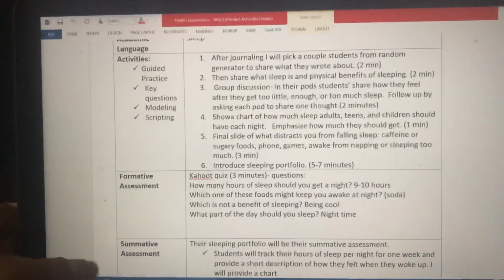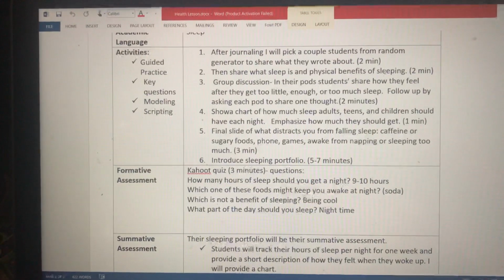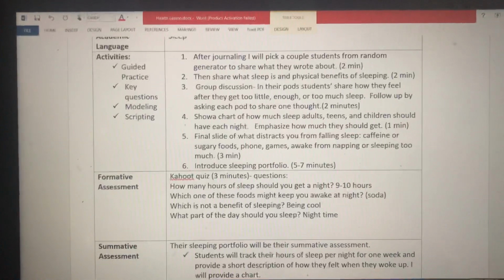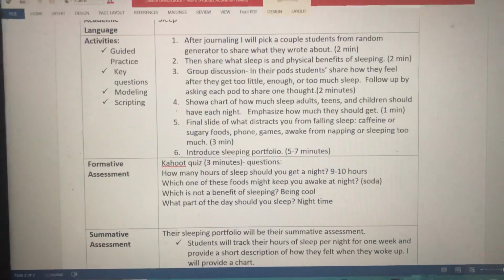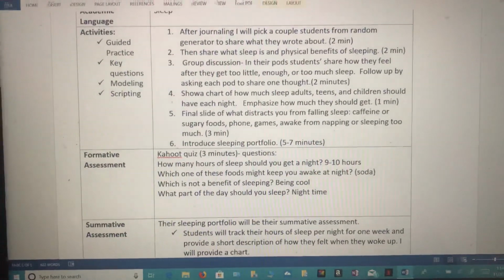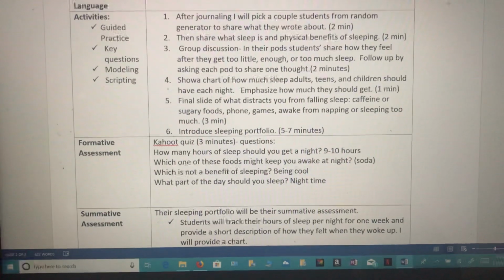And then finally, I'll introduce the sleeping portfolio. And this will actually fall before the formative assessment, which is also my closure, a Kahoot quiz. As you can see, I'll have a couple questions. These are just examples of how many hours of sleep should you get each night. The answer should be 9 to 10 hours.